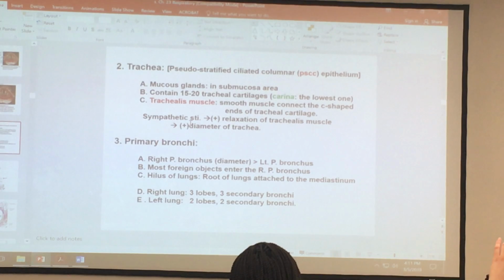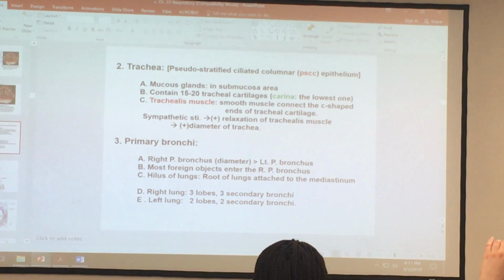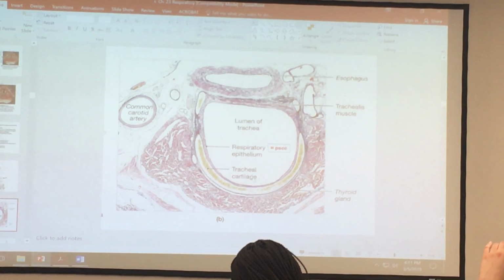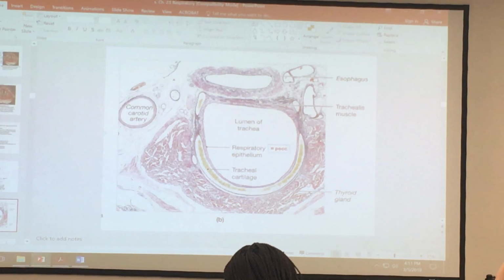Sympathetic nerves cause the muscle to relax. To relax, they will increase the diameter of the trachea. Let's take a look at the slide here. This one shows you the front side as a cartilage. On the back side will be the trachealis muscle, and behind it will be the esophagus. Okay, so this is a C-shape.